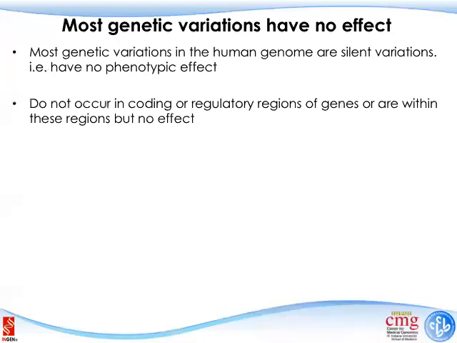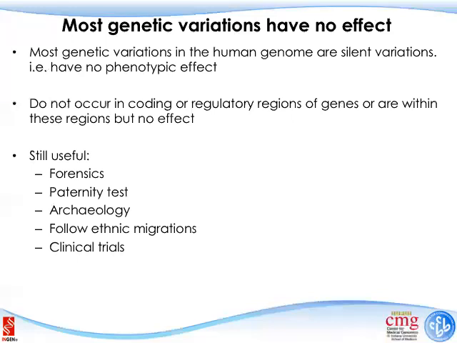Or even within these regions, it's very likely they do not have any effects. And we will revisit this whole concept 2 lectures from today, when we talk about the interpretation of the genetic variants being identified. Although they do not have phenotypical effects, we cannot say they are not useful. In many cases, they could be useful for forensic science, paternity tests, archaeology, and ethnic migrations. And sometimes, more importantly, they can be used as a criterion to select individual patients for certain clinical trials. So they can be very, very important, although functionally they may not have a phenotypical impact.